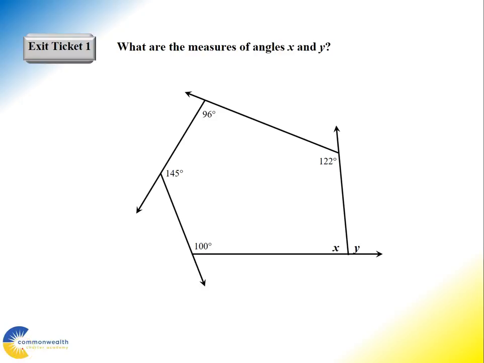So for the first exit ticket, we're given this problem here, and you're asked to find the measures of angles x and y. So x is on the interior of a pentagon. It's not a regular pentagon. Otherwise, I'd probably be able to find angle y pretty easily, because I would just have to take 360 and divide it by 5 if it was regular, but it isn't, because I can see all the angles are different, which automatically excludes it from being a regular pentagon.